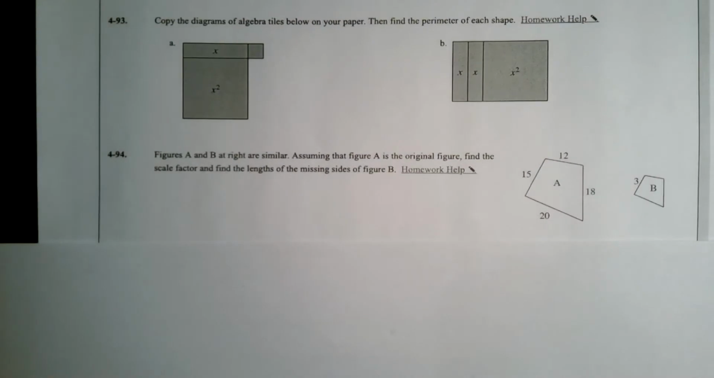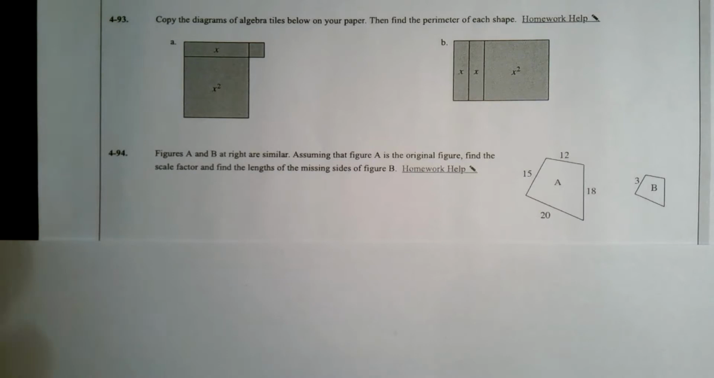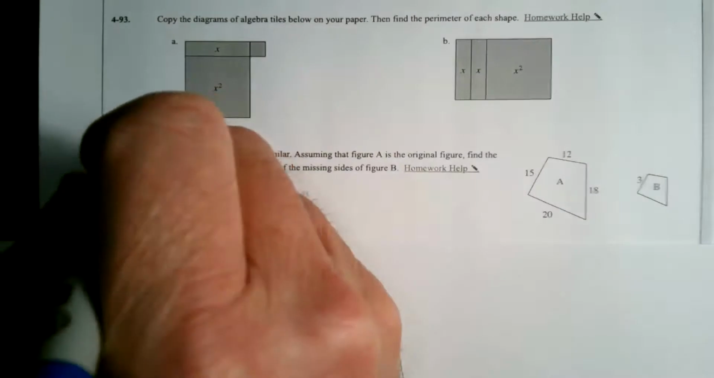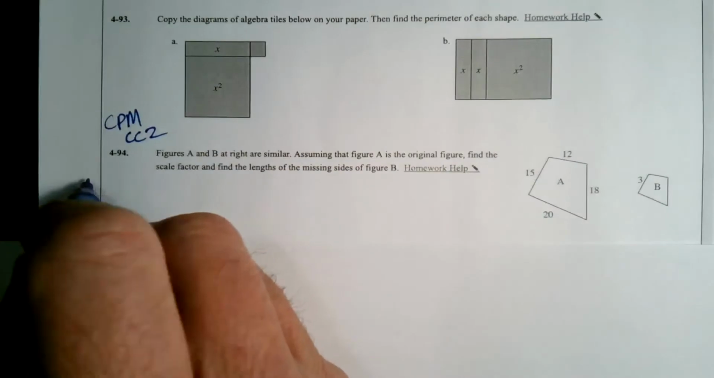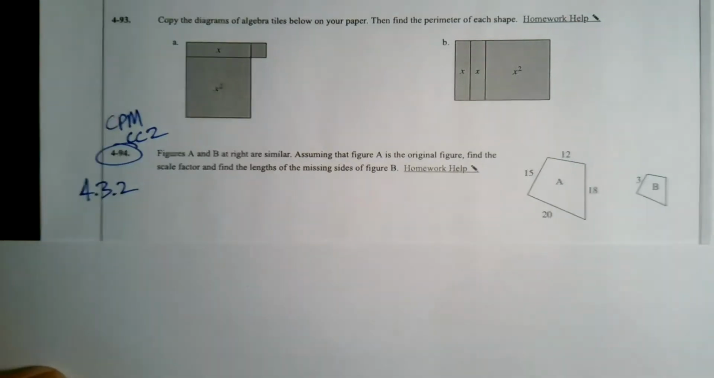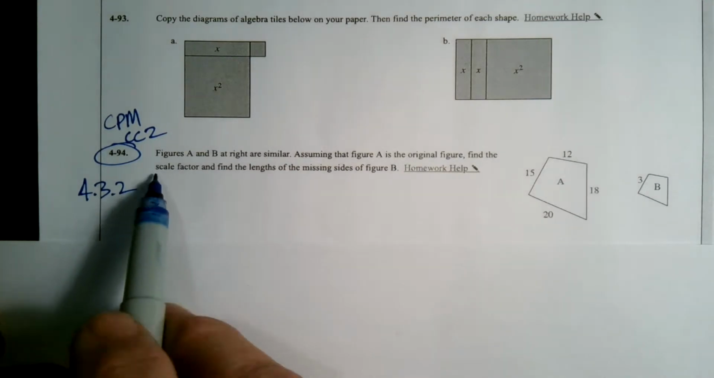We are looking at the concept of similar figures and scale factor, wanting to find some missing lengths based on the fact that we have similar figures with given lengths of corresponding sides. This is from CPM, Course 2, CC2, section 4.3.2, specifically number 4-94. So let's read it and we'll go from there.